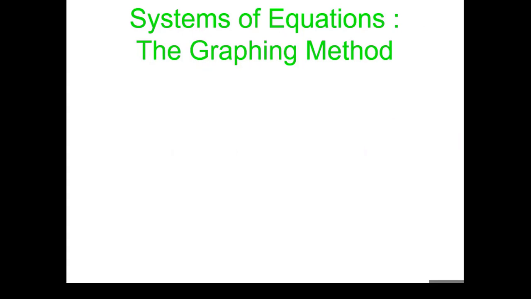In this lesson, we're going to learn the first method of solving what we refer to as a system of equations with two different variables. Now, a system of equations is simply going to be a set of two or more equations that we're trying to find the values of the variables that will make all the equations true.